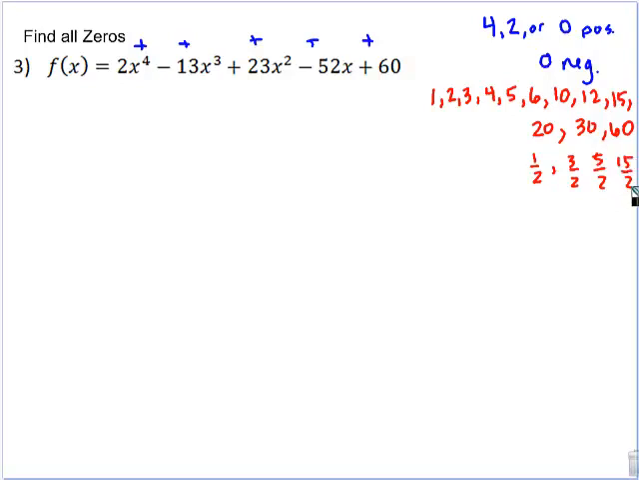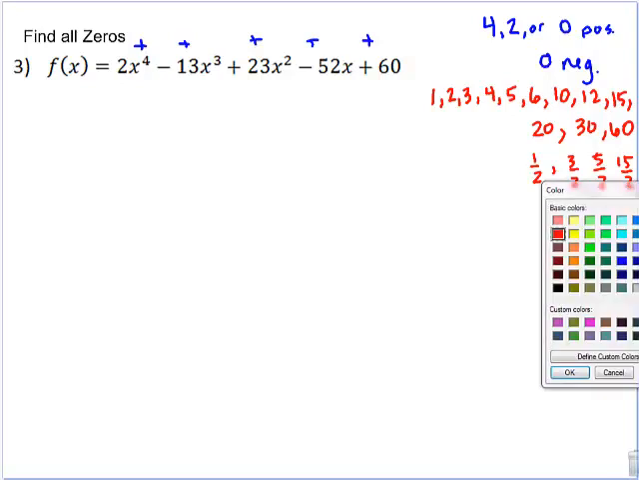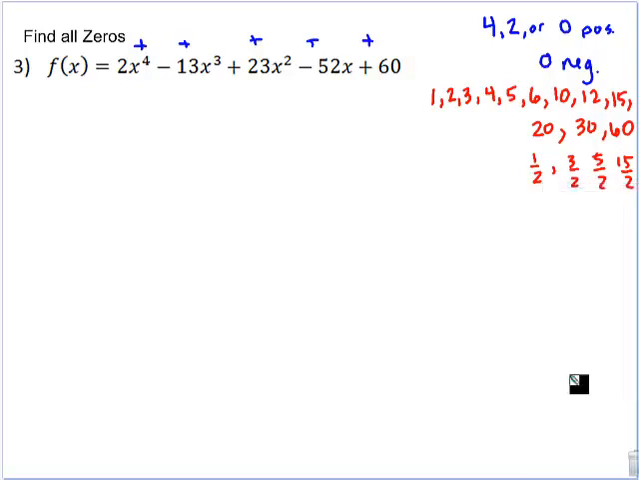Okay, so these are the factors that we have to try. So we're going to set up synthetic and try them, and we are going to be smart about trying them. So what would be a factor that you probably wouldn't start with here? 60. Yeah, 60, probably not going to work. 30, probably not going to work. So we want to be smart when we try these.